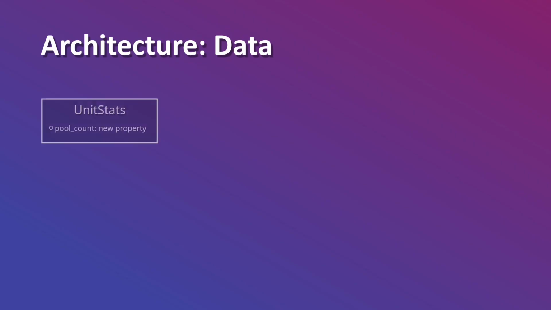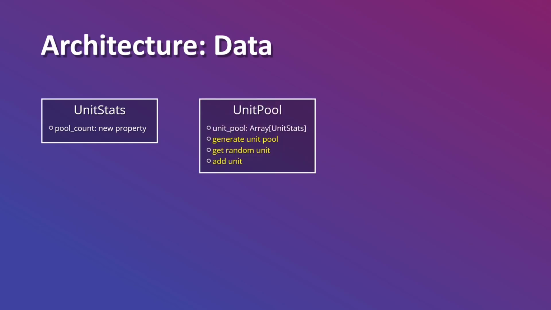The first thing we gotta change is the UnitStats resource. We'll add a new property called pool count, which we'll come back to in a second. Then we'll introduce a new resource called UnitPool. In terms of data, this will be pretty simple. We'll have a member variable called UnitPool, and this will be an array of UnitStats resources. However, we'll also have 3 methods, one to generate the new unit pool, one to get a random unit for the shop, and one to add a unit back to the pool, for example, when we sell a unit with the SellPortal.